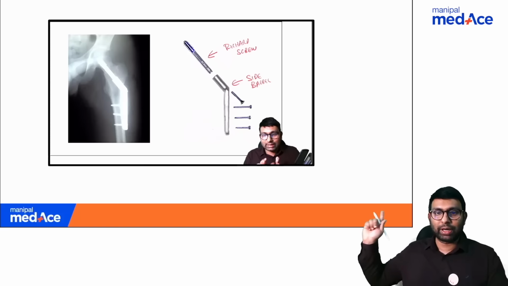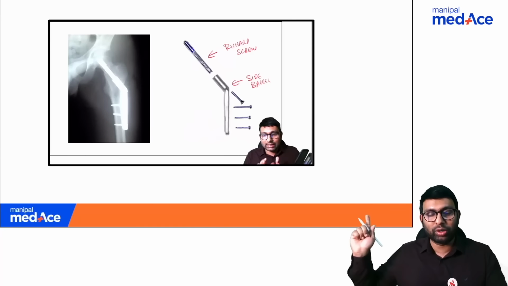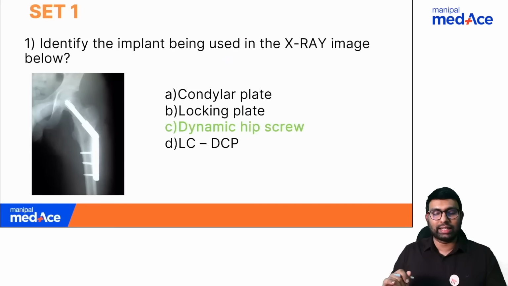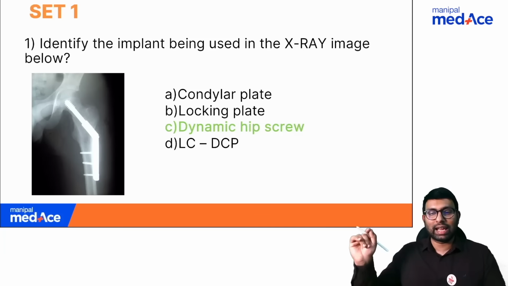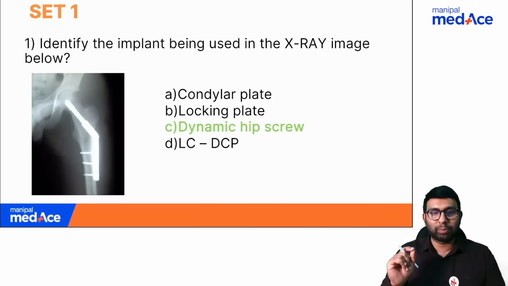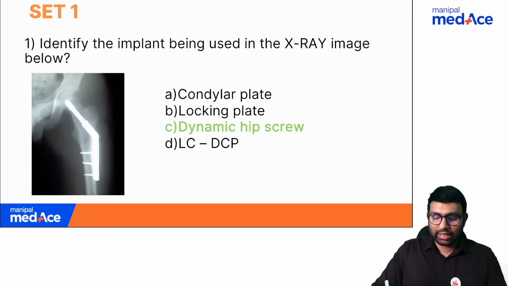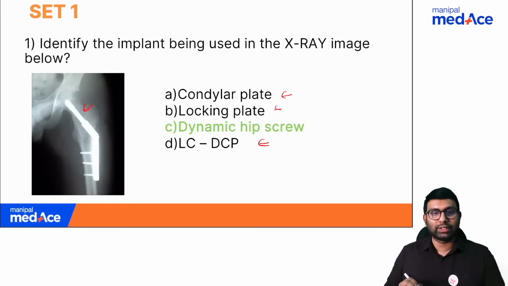So this is a snippet from one of those videos where I've taught to you about dynamic hip screw. So the answer here is pretty simple. It is a dynamic hip screw, mainly used in proximal femur fractures. The rest of the options, all of them were plates. So here you can see this is not just a plate, it has a screw along with it.